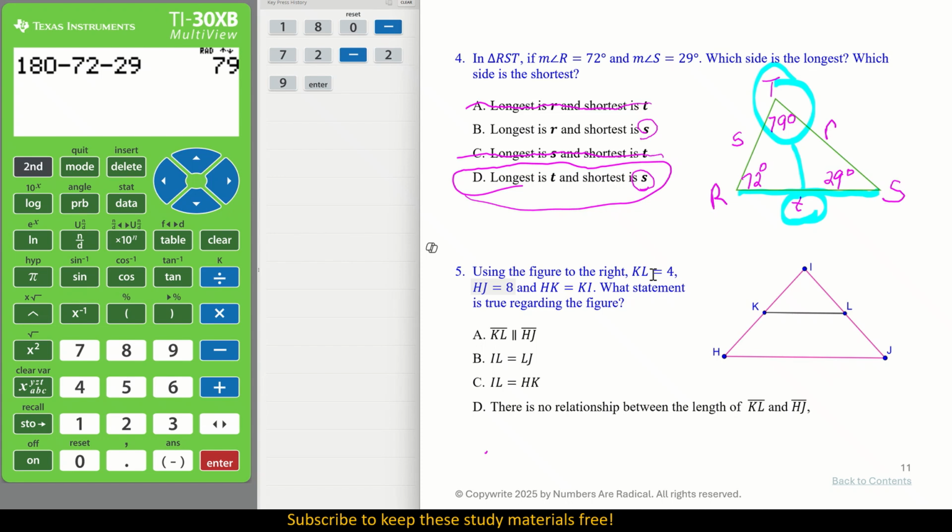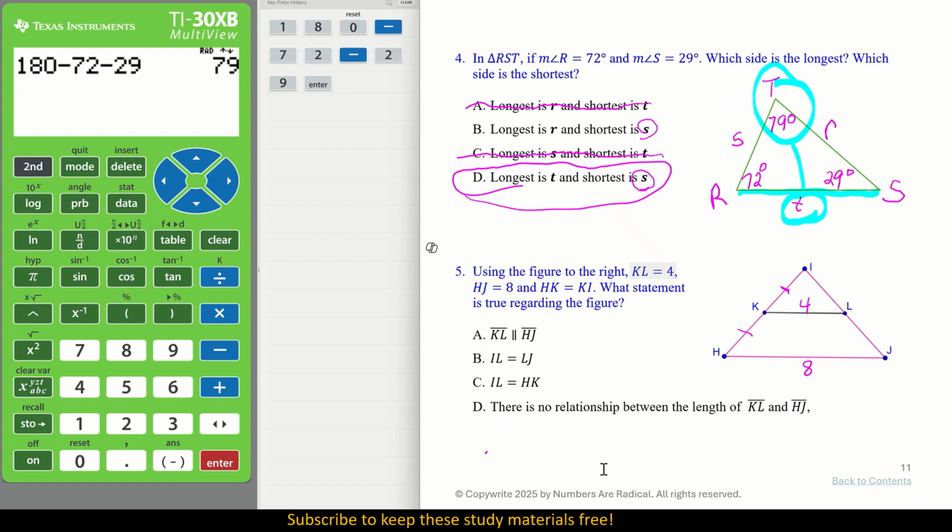KL is equal to 4. Okay, so this is 4. HJ is equal to 8, all right? And HK is equal to KI. So let's see, HK is equal to KI, okay? Which statement is true regarding the figure?